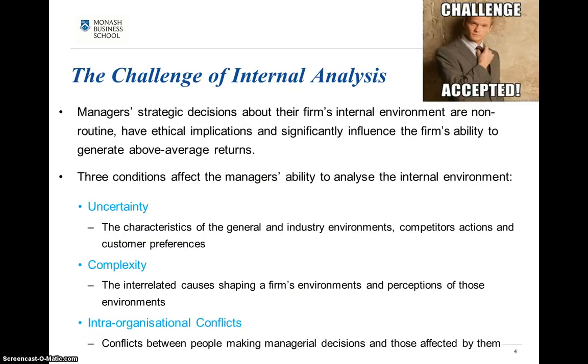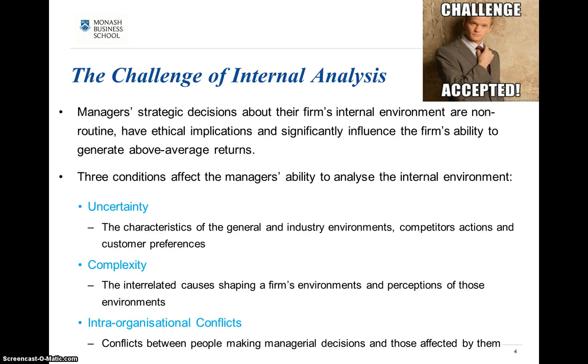Alright, having said all that, there are going to be challenges with undertaking any internal analysis. It's not an easy process, and certainly it's an important one, but you will find some challenges that are presented to you. No doubt, like our friend Barney, you will be accepting of those challenges, hopefully, by the end of this week's content. So managers' strategic decisions about their firm's internal environment are not routine.